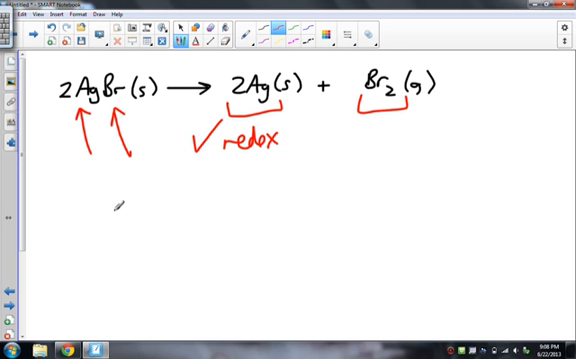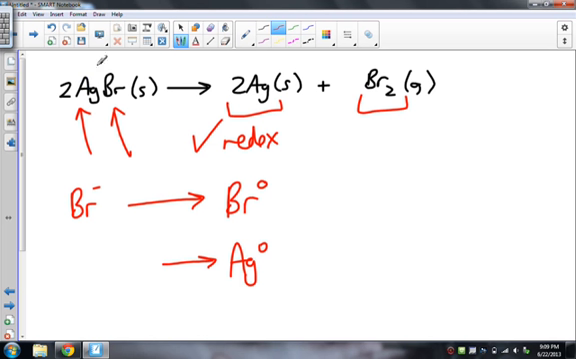Bromine. What's the charge on bromine? Well, you know bromine forms charge of -1. It's in group 7. And it's going to bromine on its own, which is Br0. Silver, on the product side, is on its own. It's going to a charge of 0.